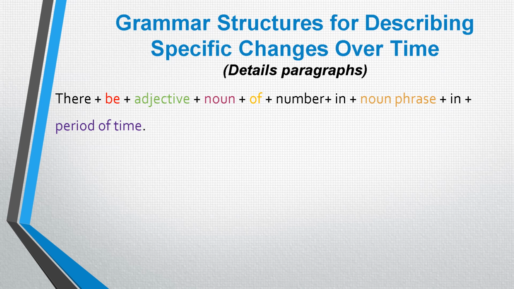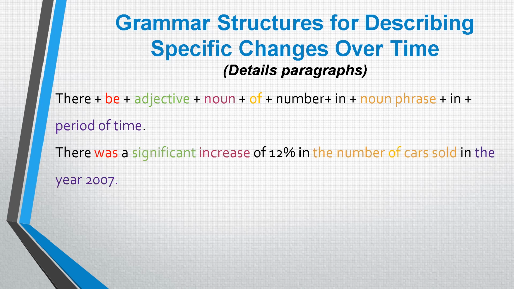For some people, you'll already be able to write sentences like this, but it's worth going over it again just to make sure we're absolutely clear. So an example sentence for this could be, there was a significant increase of 12% in the number of cars sold in the year 2007.